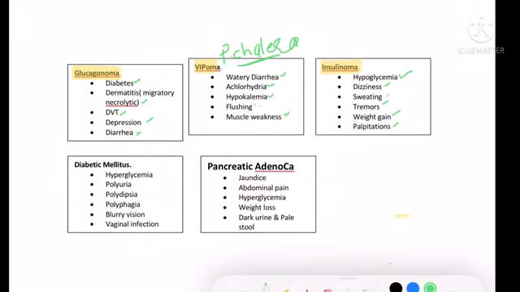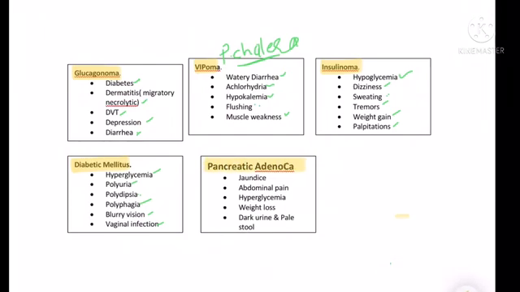But you need to remember this. In case of diabetes mellitus, there will be hyperglycemia, polyuria, polydipsia, polyphagia, and blurring of vision, because in later stages there will be destruction or damage of the endothelial cells of the microvasculature, as well as vaginal infections and urinary tract infections. So they are all associated with diabetes mellitus.